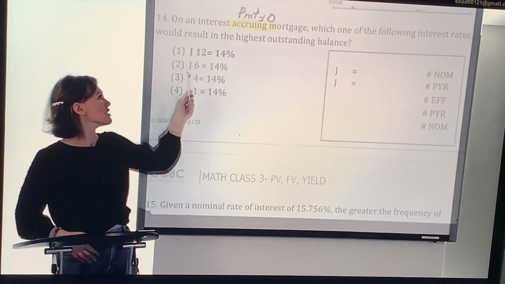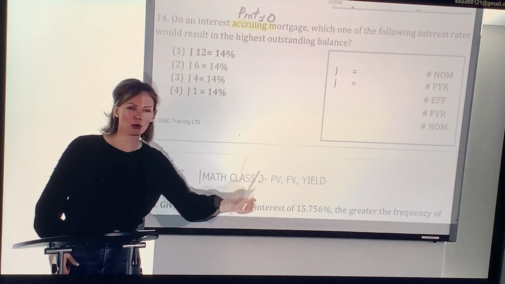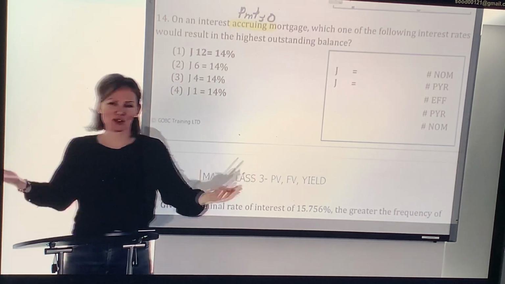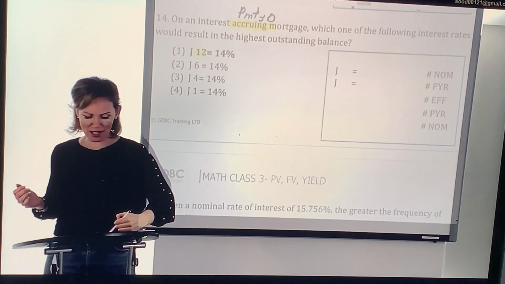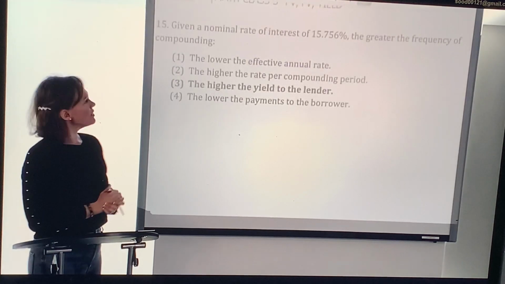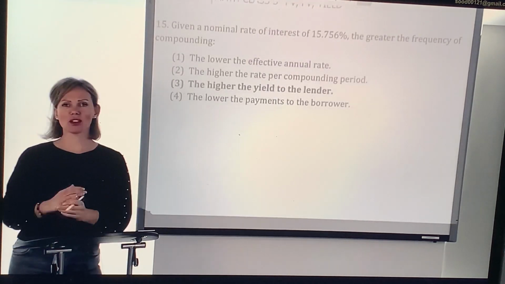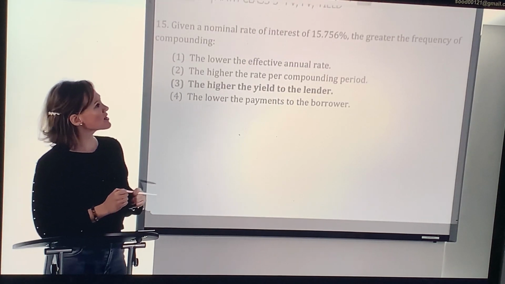So the highest outstanding balance. The more compounding they charge you, the more outstanding balance you will have and the more money you still owe to the bank, because you're pretty much paying off nothing. So for that reason, you would choose the highest compounding out of all of them. Given a nominal rate, now it's nominal, that's a big number, of interest of 15.756.